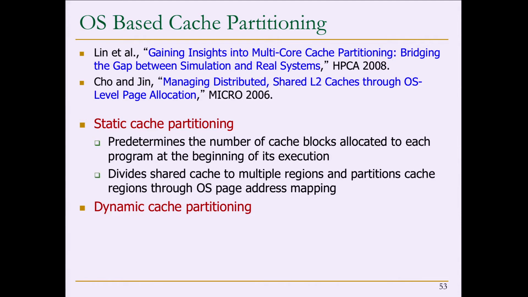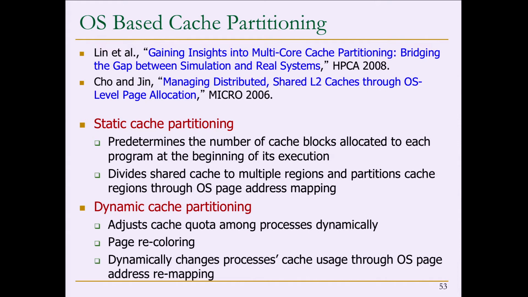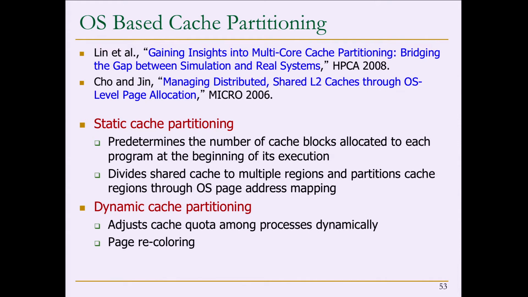Basically, you divide the shared cache into multiple regions and partition cache regions through OS page address mapping. We're going to look at the address mapping. Dynamic is hopefully better. You adjust cache quota among processes dynamically using something called page recoloring. This also requires page recoloring potentially, but we're not going to talk about this as much over here. Basically, the key question is, when do you decide the number of blocks that is allocated to an application changes? Do you do it at the beginning of the application when it gets scheduled, or do you do it periodically? And this has impact on overhead, because if you do it at the beginning of an application, okay, maybe you pay the cost of reconfiguring your cache once at the beginning of the program, and assuming programs are really long-running, that cost may be negligible.